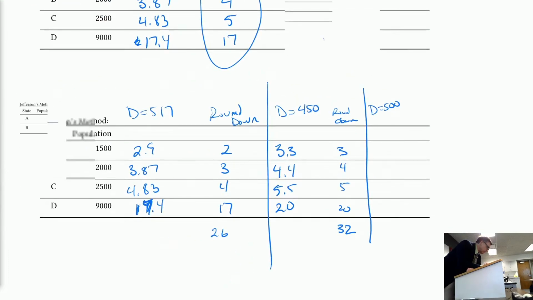Is that all of these numbers are divisible by 500. And so you end up with 3, 4, 5, and 18. Is that right? When I do d equals 500. And so add those up, 27, 30. And I've apportioned too many.